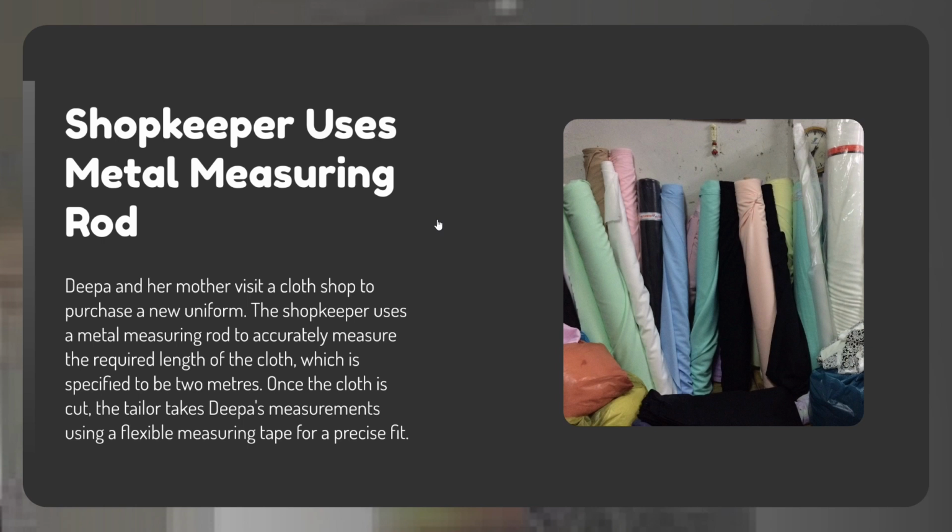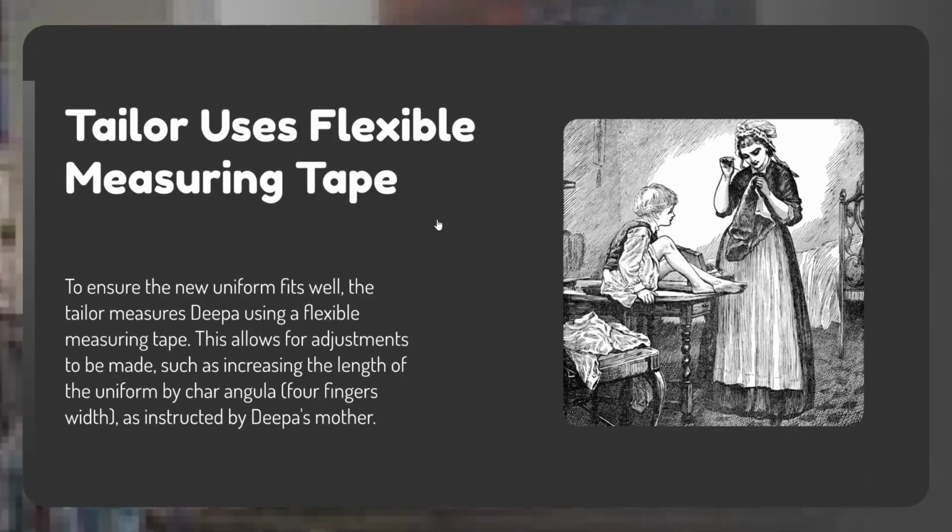So when Deepa and her mother visit a cloth shop, they are going to purchase a new uniform. The shopkeeper uses a metal measuring rod to measure the length of the cloth, and for measuring body lengths, he uses a flexible measuring tape. So Deepa is telling about her experience. The tailor uses flexible measuring tape to ensure the new uniform fits well.